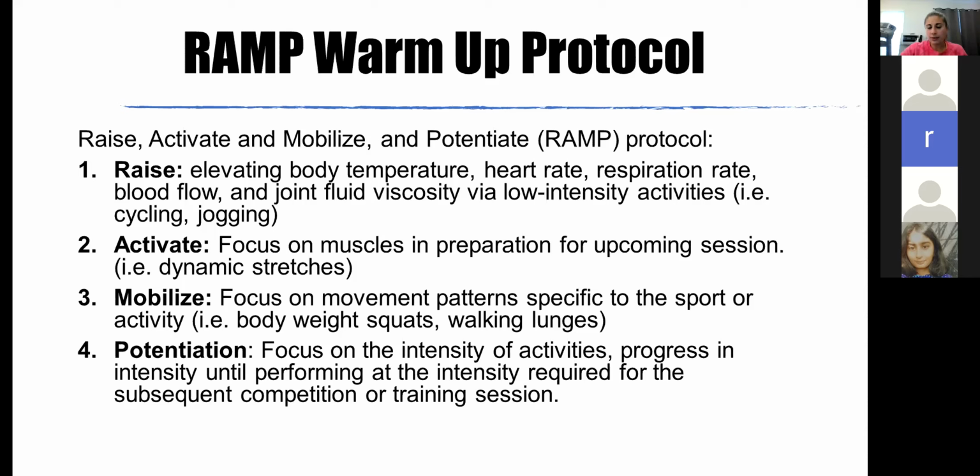So the idea, as I said, is to gradually increase the intensity here, okay? So starting with just the light aerobic activity, some dynamic stretches, continuing to warm up. And again, it doesn't have to be specific yet to the sport. And then again, go into more specific dynamic stretching and into more specific sport movements.